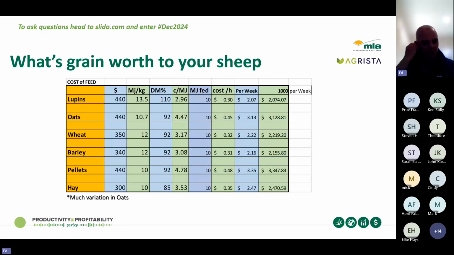So I'm hoping you can see this slide. I'm sorry, it's a bit smaller, but it's just talking about what's grain worth to your sheep. Now I'm just going to talk through this slide. I'll go through each column. So down the left-hand side, we've got the different varieties: lupins, oats, wheat, barley, pellets, and hay.